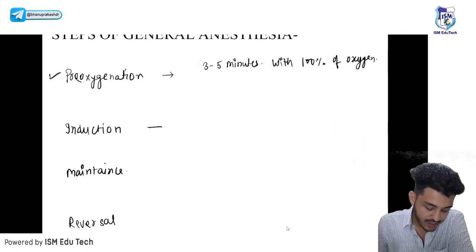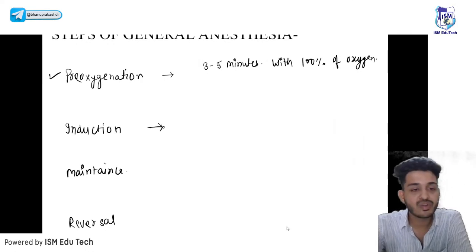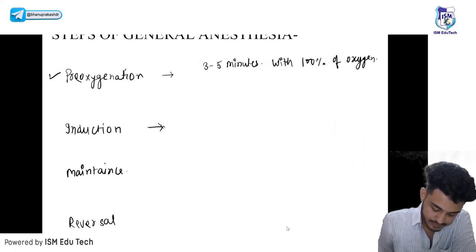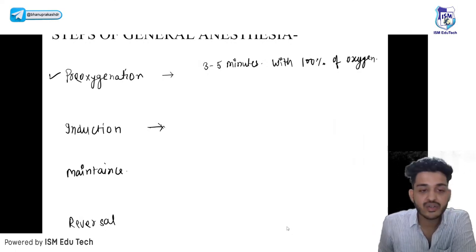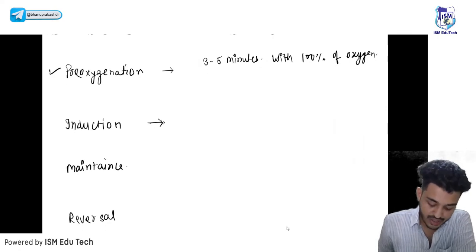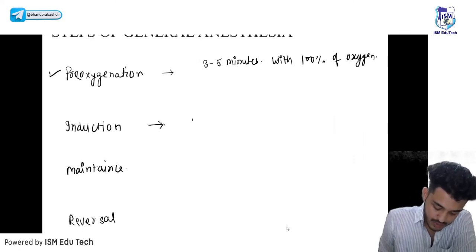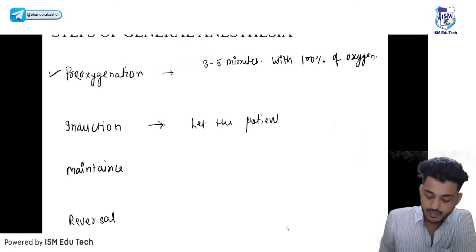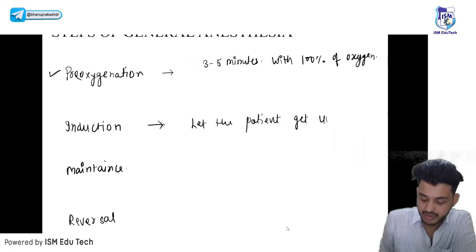Next thing will be induction. In induction, what do we want? We want to give the patient drugs so that he will be induced, and the drugs we can use are like thiopentone, succinylcholine. We need to let the patient get unconscious.